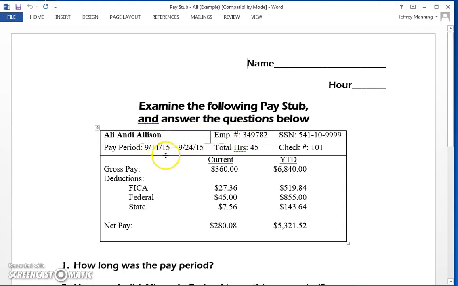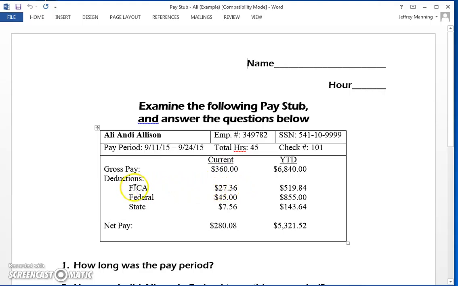We have the dates that she worked. It looks like she worked on September 11th to September 24th. She worked a total of 45 hours, and the check that she received was check 101. Now a few more things about her. During those 45 hours of work, she earned a grand total of $360. Where it says current, that means how much she got in this particular paycheck.